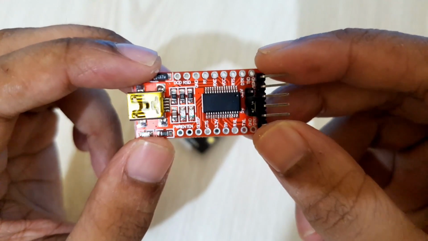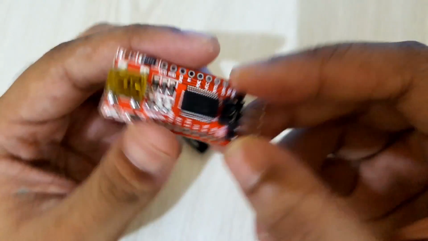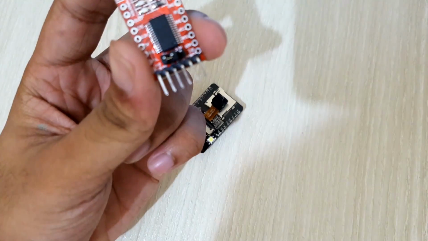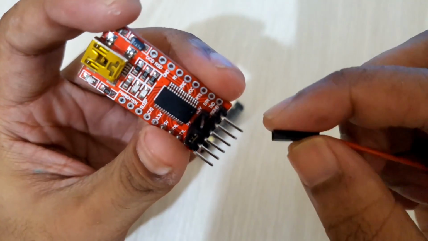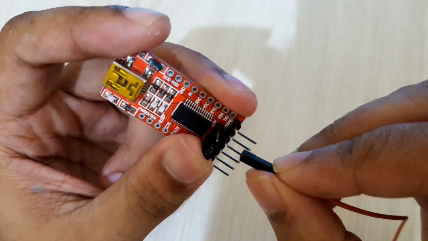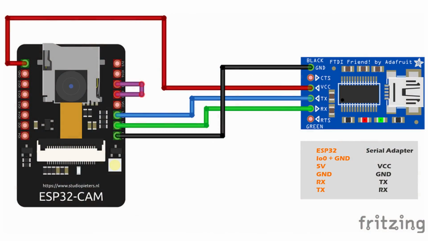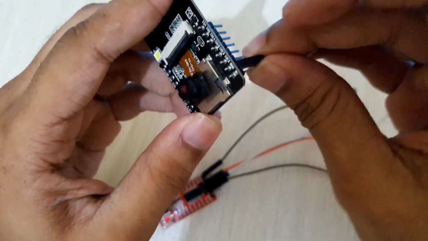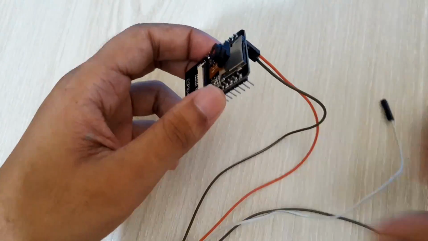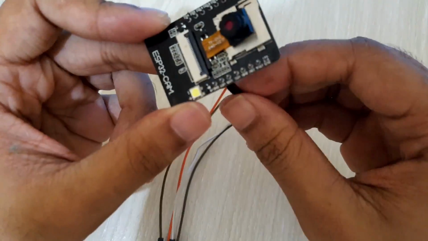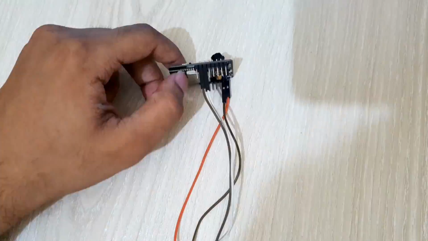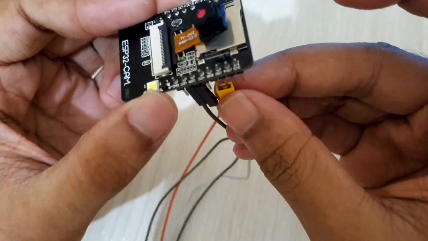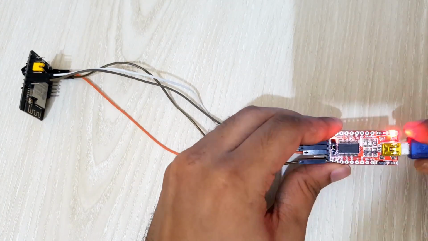To demonstrate how this module works, I'll create a simple camera server with this module. This module doesn't have any USB port, so I'll use a serial adapter to upload the code. Here is the diagram. Now, I'll connect it to my computer and upload the code.